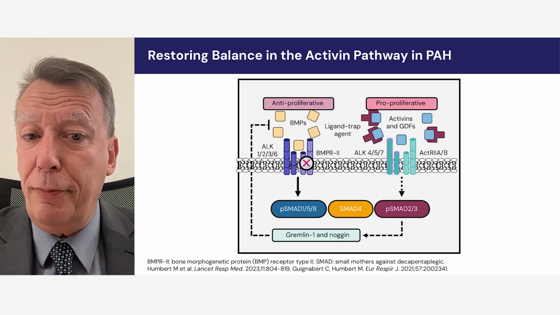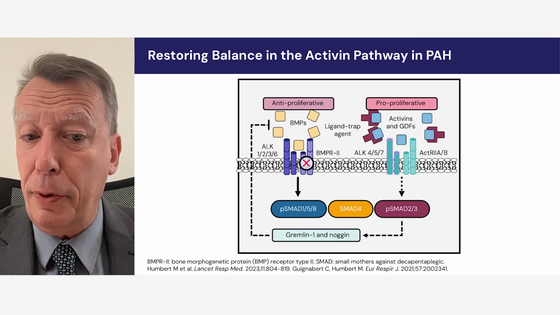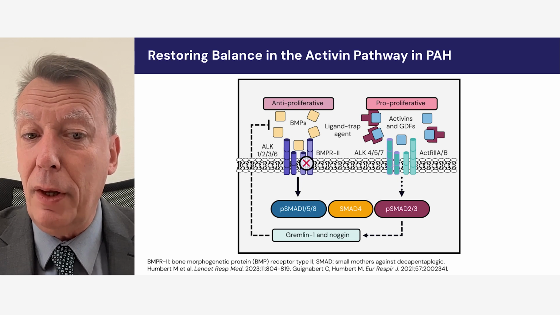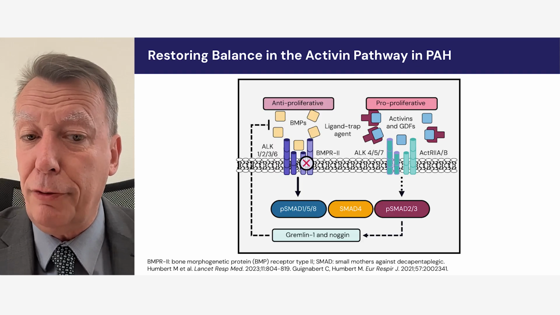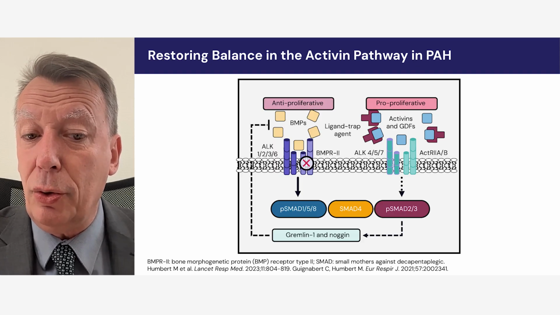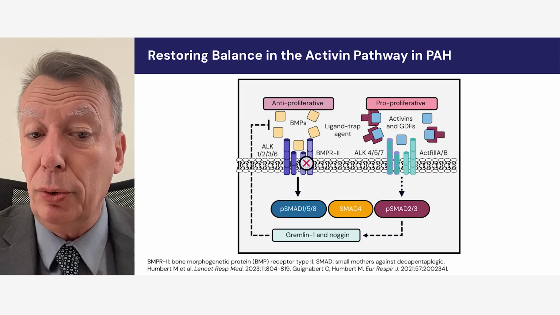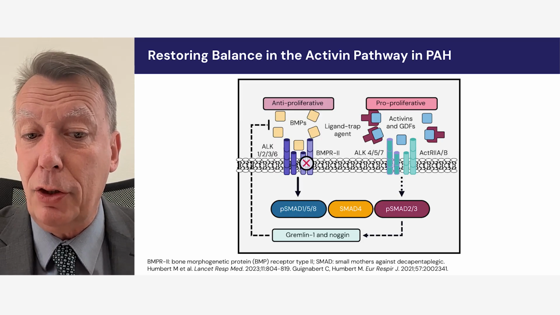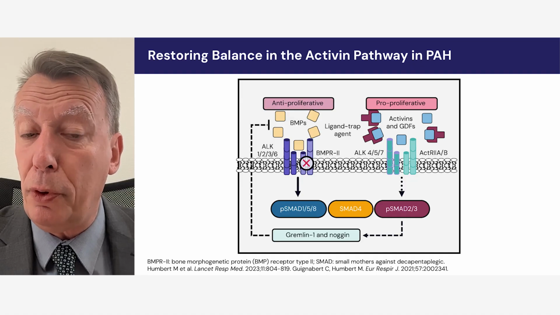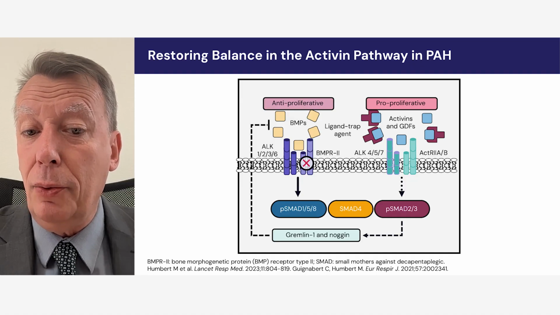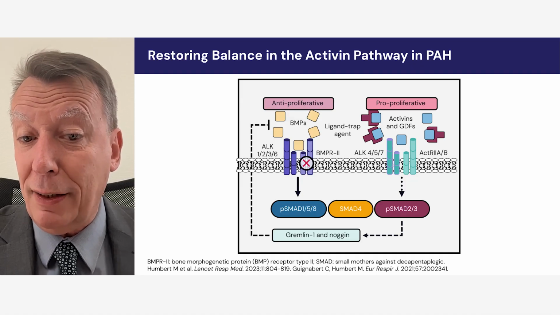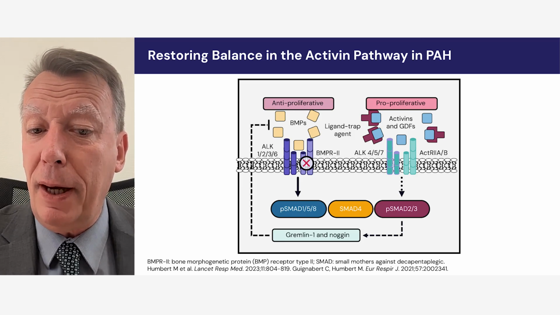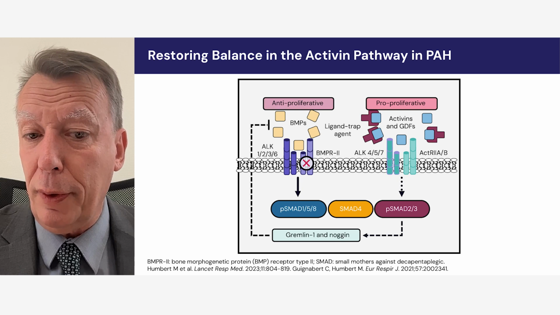The TGF-β superfamily in the pulmonary circulation is usually well balanced. There is an anti-proliferative pathway which signals through BMPR2 and which will limit proliferation in the pulmonary circulation. There is also a pro-proliferative pathway which signals through activin and activin receptor type 2, A and B, and this pathway leads to proliferation.